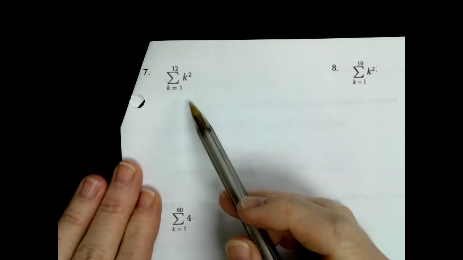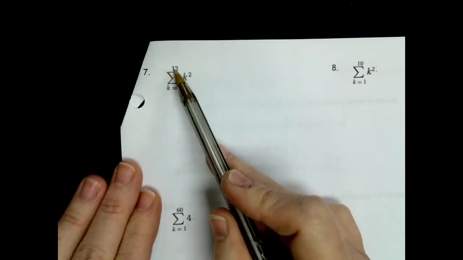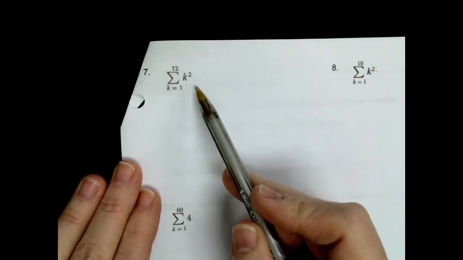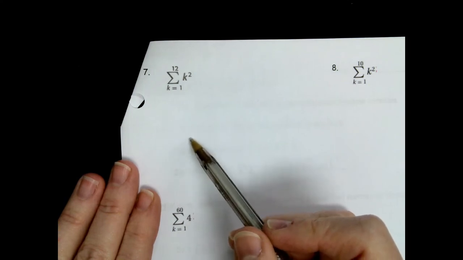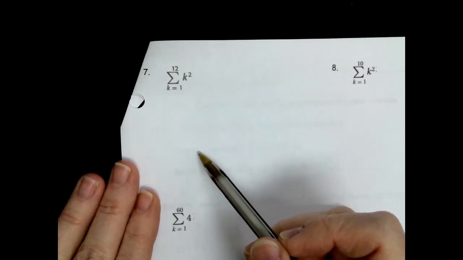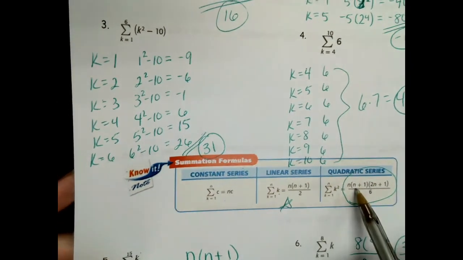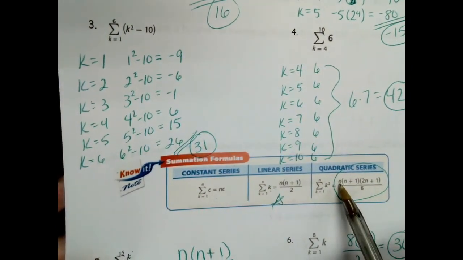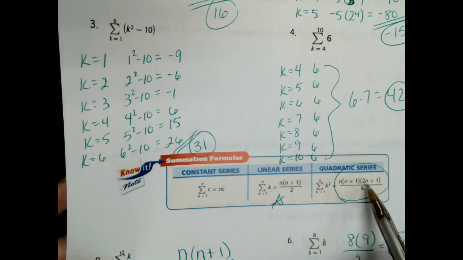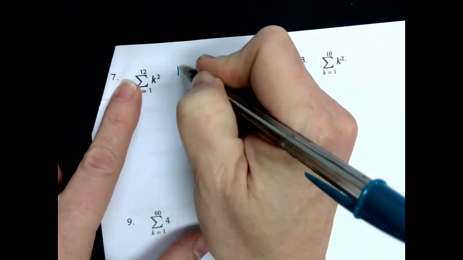Here we go. Let's look at number 7. Holy cow. Number 7. We're going from 1 to 12 with k squared. Now, you could definitely do this by hand, right? But you're going to have 13 terms to add up, and they're going to get super big. So I would recommend the formula. Did you guys notice that the formula is close to the other one? You start with n, then n plus 1, and then you go 2n plus 1. So it's just a tad bit different. I'm going to write it over here so we have it.